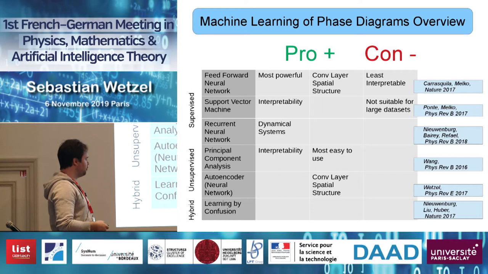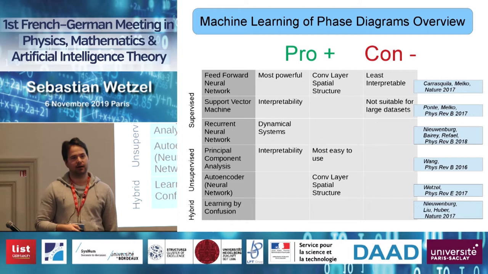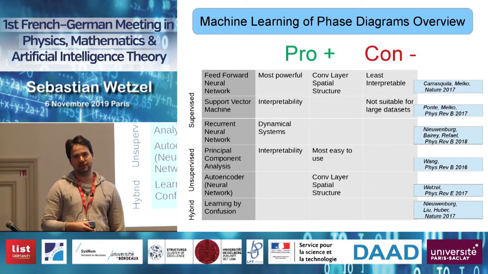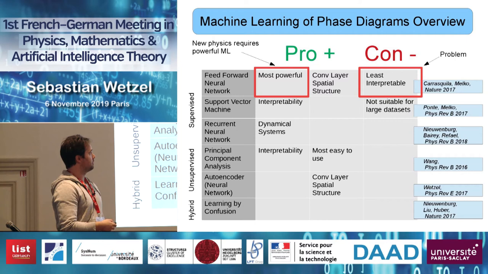And the last one is a hybrid scheme, learning by confusion, where you mislabel your data and you check how well your neural network performs on your mislabeled data. And if you mislabel your data in an optimal way, you can still see the phase transition. So in this talk we're going to apply feed-forward neural networks, principal component analysis, and autoencoders to Monte Carlo samples.